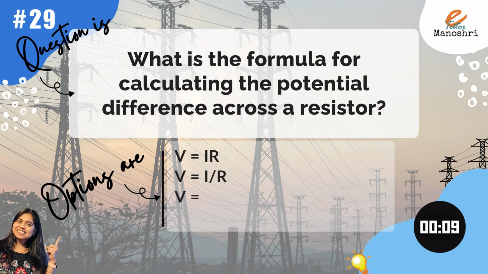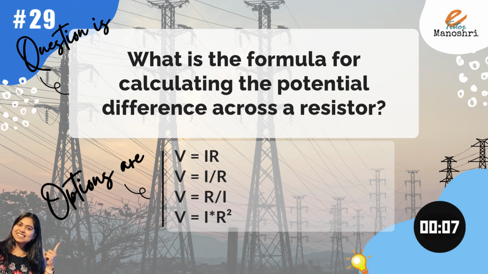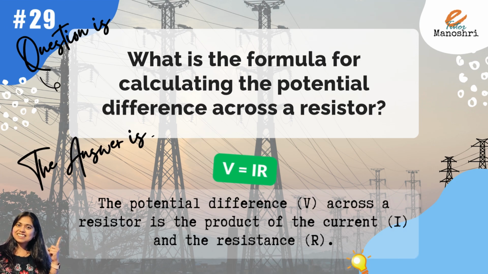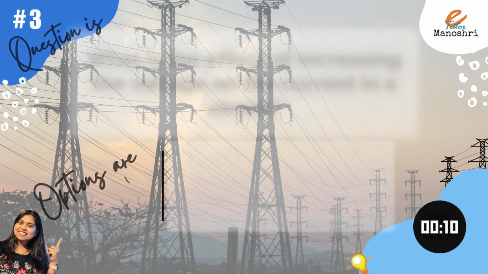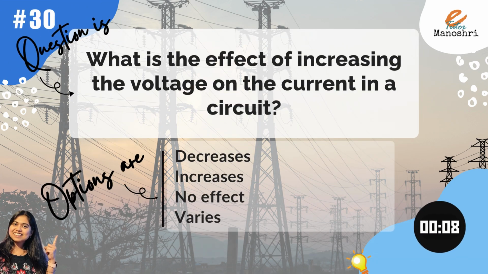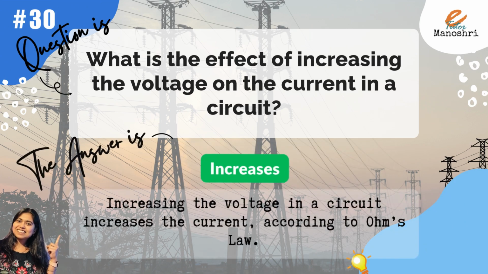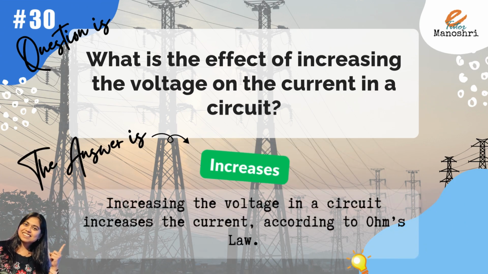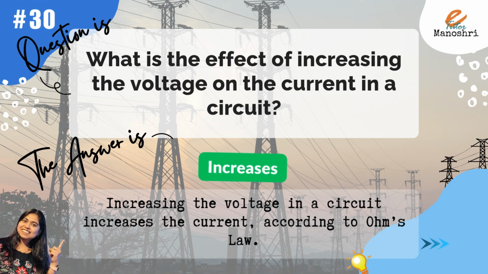What is the formula for calculating the potential difference across a resistor? The potential difference across a resistor is the product of the current and the resistance. What is the effect of increasing the voltage on the current in a circuit? Increasing the voltage in a circuit increases the current according to Ohm's law.